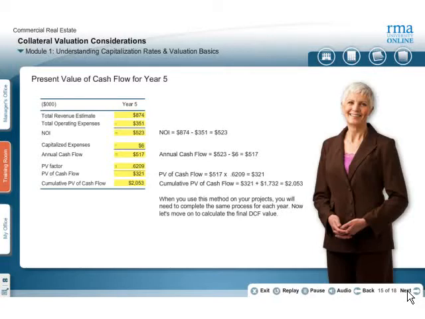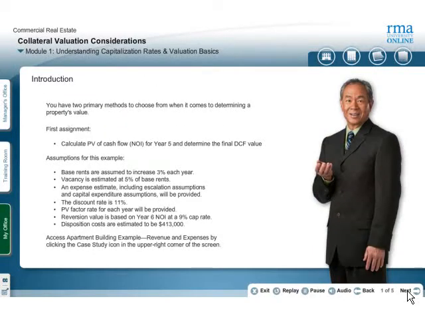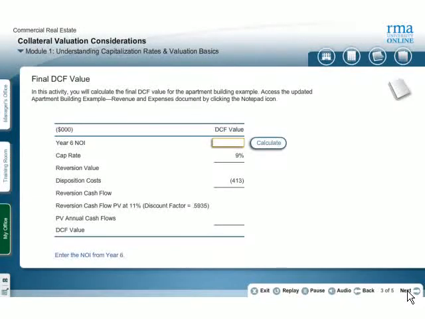The third and final part of each module is called My Office. My Office is where learners have a chance to apply what they learned in the training room. In this particular My Office activity, learners are asked to calculate the final discounted cash flow value using information from a case study document. First, learners enter their answers in the data entry fields to calculate the final discounted cash flow value. Then they click Calculate to see the correct answers.